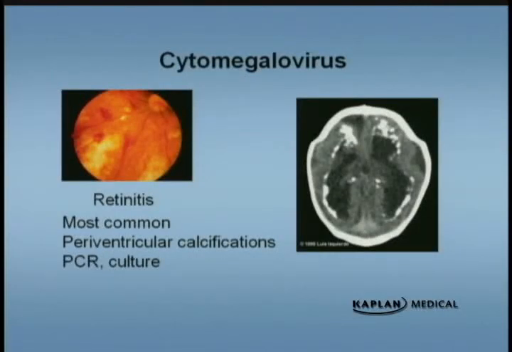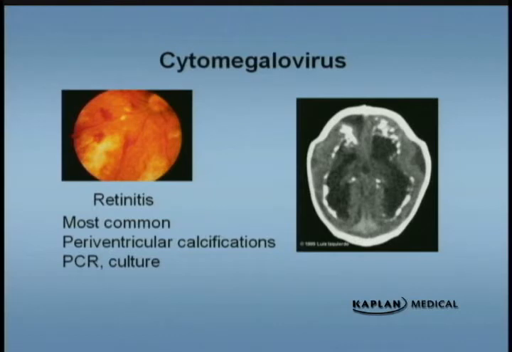Cytomegalovirus is one of the other TORCH infections. Most people who get cytomegalovirus don't have a lot of symptoms, and most of us, if we were tested, might have CMV positive. The problem occurs when you're pregnant and you get cytomegalovirus, and it causes a lot of damage to the developing fetus. Among these problems, you can have a retinitis, you can have intrauterine growth retardation, you can have seizures, mental retardation, and one of the things to look for is periventricular calcifications.